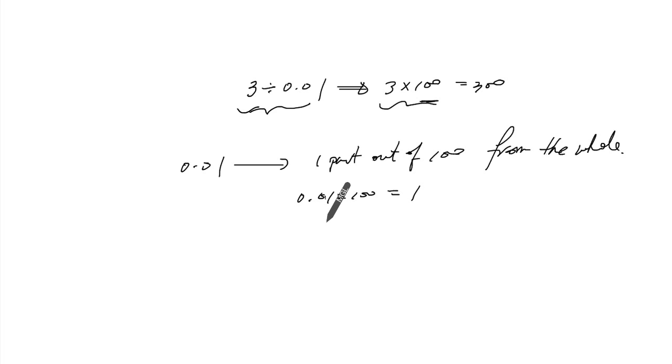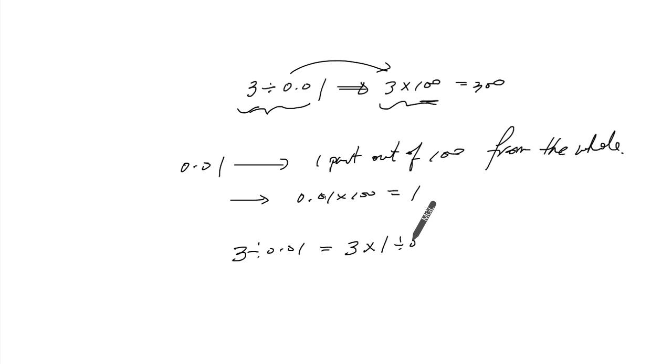Okay, so let's go back to 3 divided by 0.01. Why is this going to be 3 times 100? Without referring to the rule, but actually using this definition here. Well, any number, including 3 here, we can write as 3 times 1, right? 3 is the same as 3 ones.